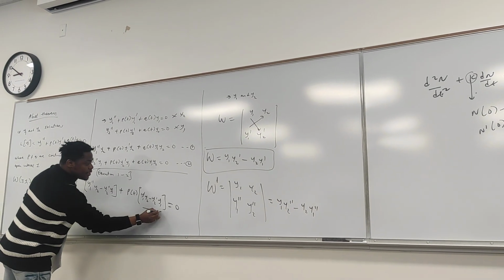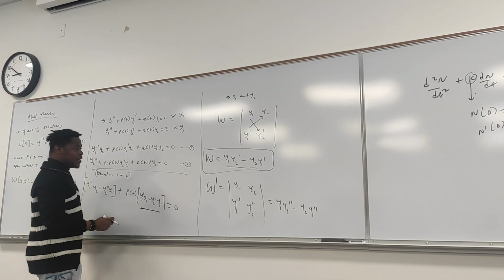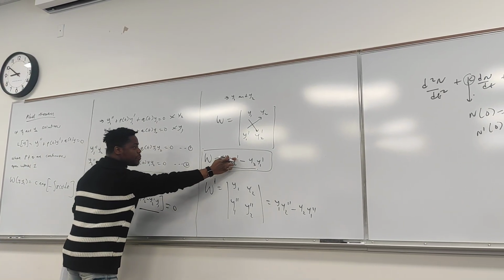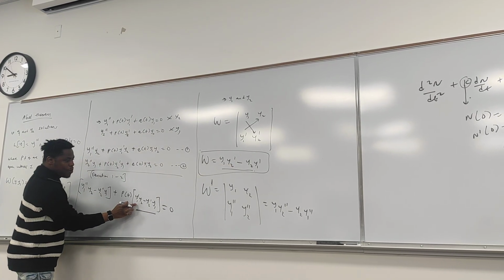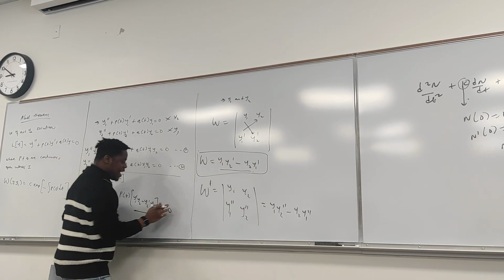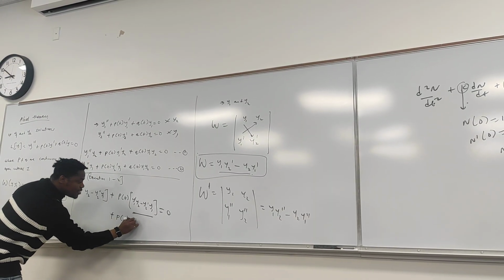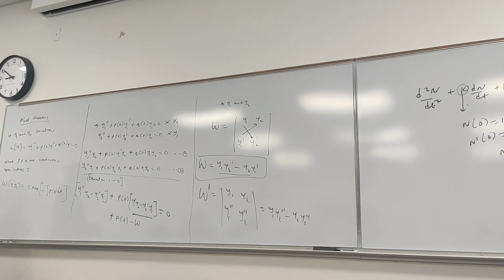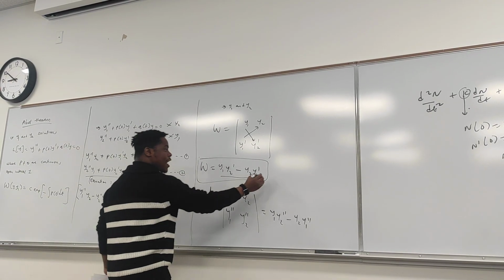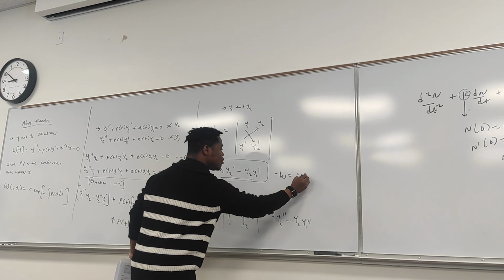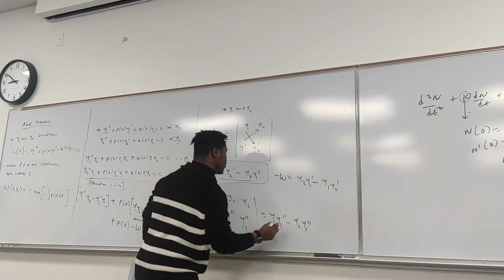Everything here, compare it to what is here. If you compare it, here is Y2 prime Y1, Y2 Y1 prime. Here is Y1 prime Y2, which is this guy, and this is this guy. So this can be plus P(t) negative W. It's just flipping it, because if this is this, our negative W is the same thing as Y2 Y1 prime minus Y1 Y2 prime, which is this guy.